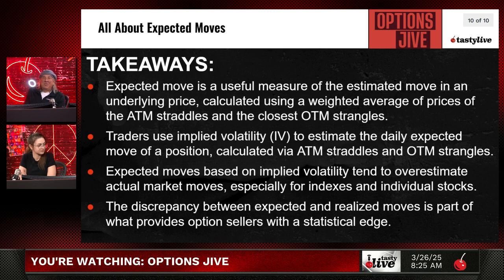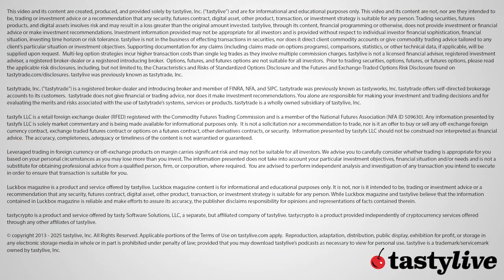So expected move is a useful measure of an estimated move in an underlying price, calculated using the weighted average of the prices of the at-the-money straddles and the closest out-of-the-money strangles. 60, 30, 10 we use. Traders use implied volatility to estimate the daily expected move, calculated via at-the-money straddles and out-of-the-money strangles. Expected moves based on implied volatility tend to overstate the actual market moves, especially for indexes and individual stocks. And the discrepancy between expected and realized moves is part of what provides option sellers with a statistical edge.